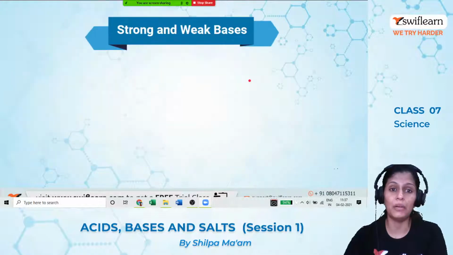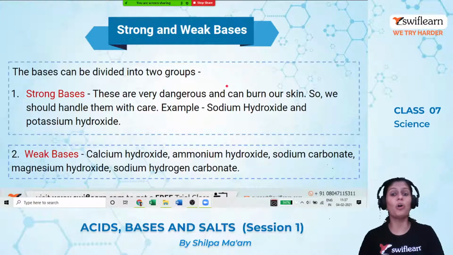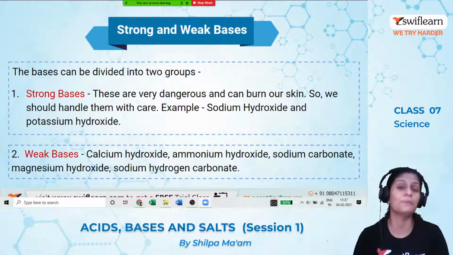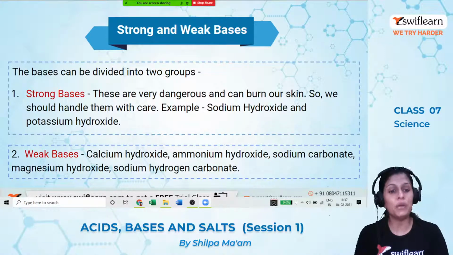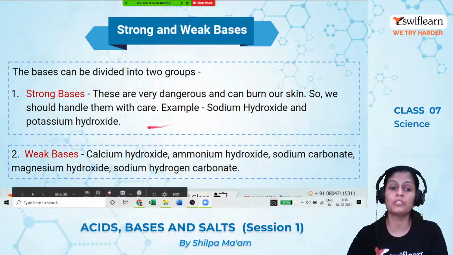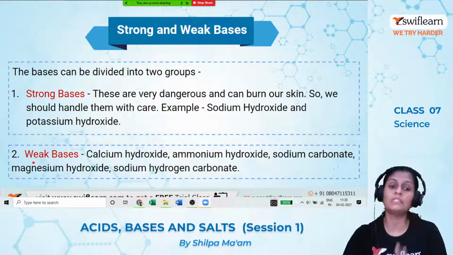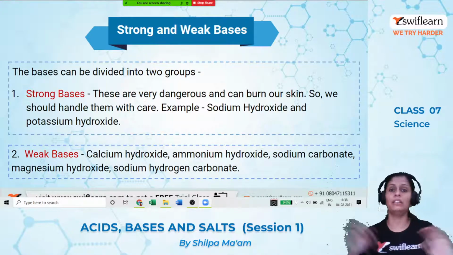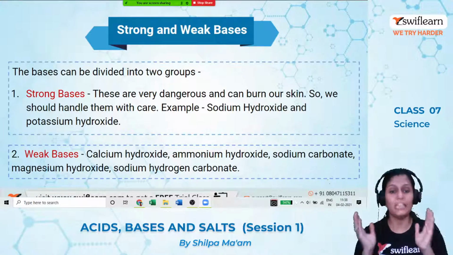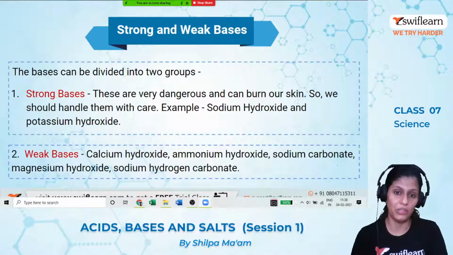Now, what is the difference between a strong and a weak base? Strong bases are very dangerous and can burn our skin, so we need to handle them with care. Examples are sodium hydroxide and potassium hydroxide. Weak bases are not causing danger to us. Even so, you need to handle them with care, but they are not causing any danger to you.